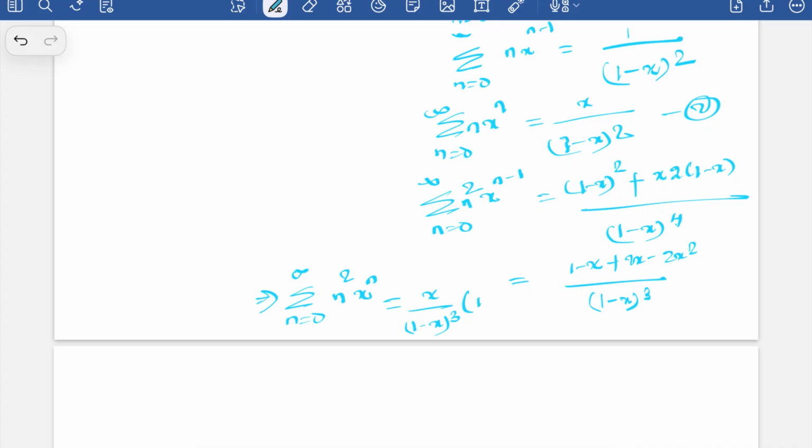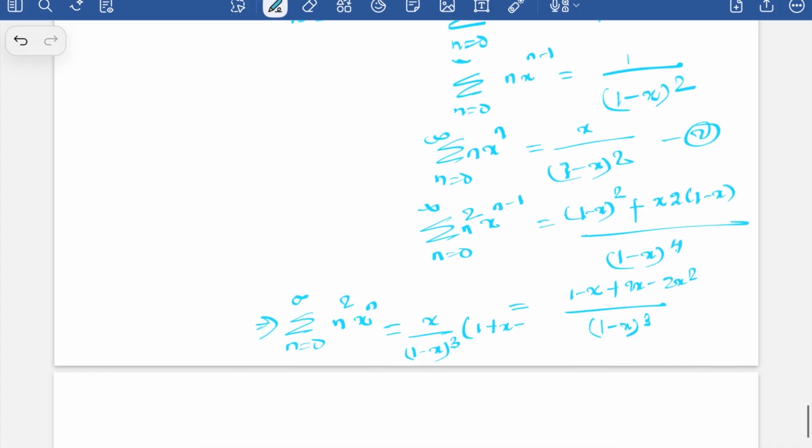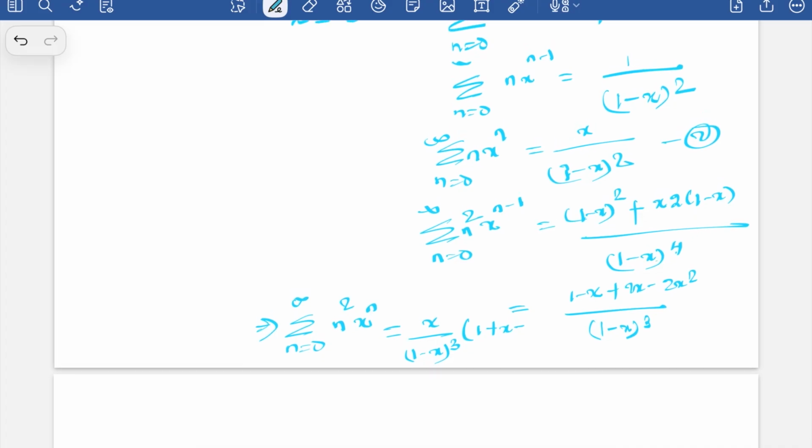One plus x minus... just a second... x to the 4, x square... so this is not correct. 1 minus x plus 2x equal to 1 plus x.